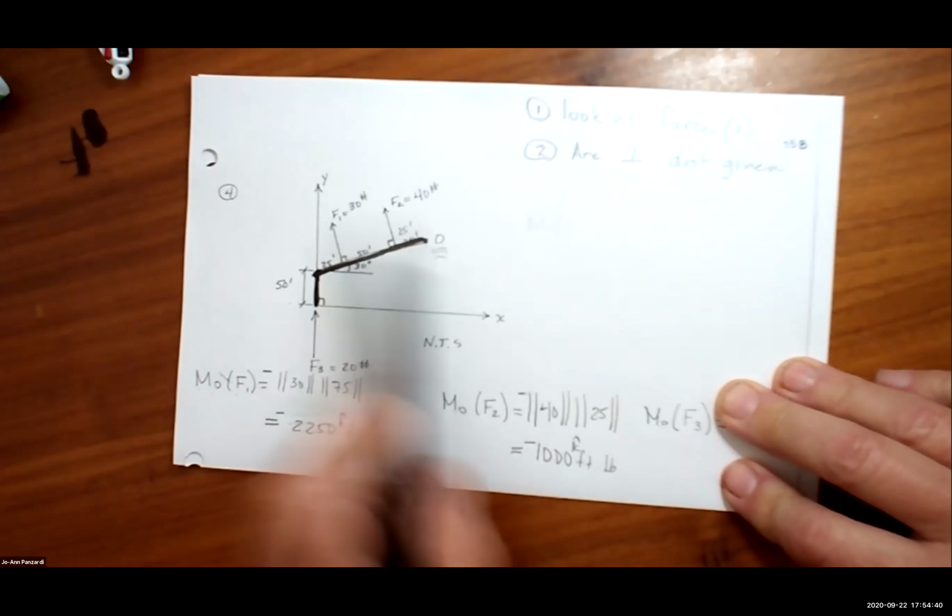Okay, Amani. I need to keep going, I'm not finished. Because the question asked me to find the moment about point O due to all the forces together. So what is the total moment about point O? We just add the sum of all the moments. Yep. And it comes out to be negative 4982 foot-pound.